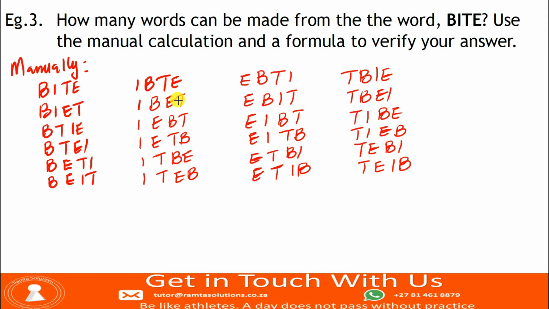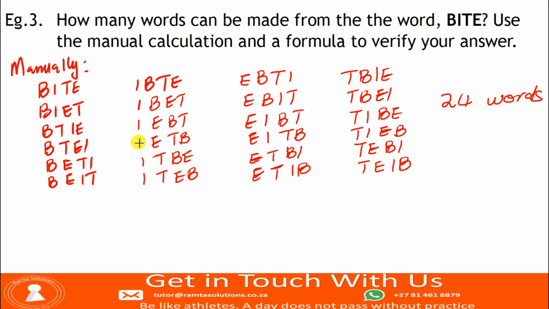I believe these are all the combinations we can think of. So how many words can you make? Do you see? I was able to make 6, 12, 18, 24. So you can make 24 words, right? This is manual calculation. You can make 24 words.